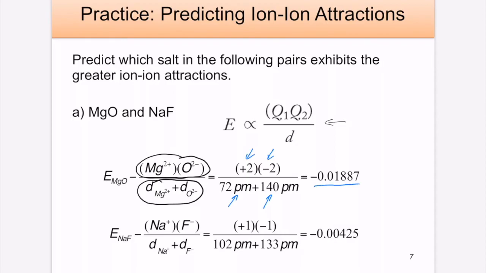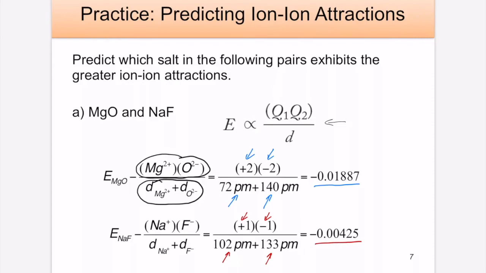Do the same thing for sodium fluoride. Okay, sodium fluoride, sodium with a +1, fluoride with a -1. Radius of sodium 102 picometers, radius of fluorine 133 picometers, and the result of that calculation is that number there.